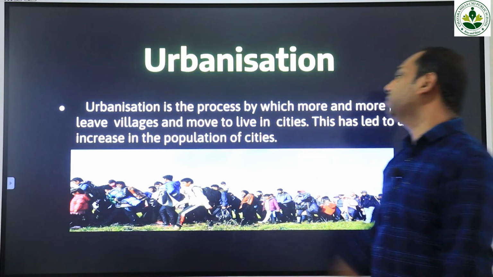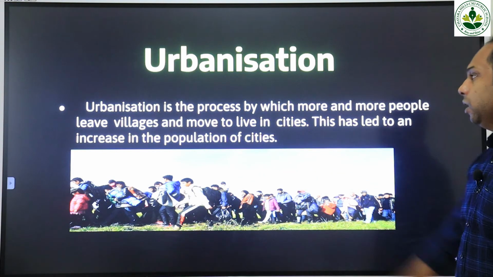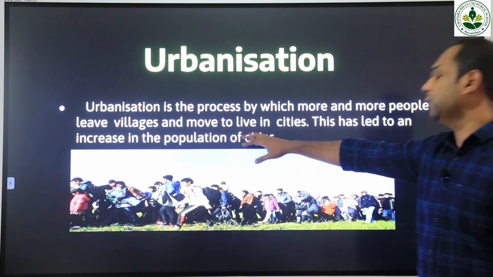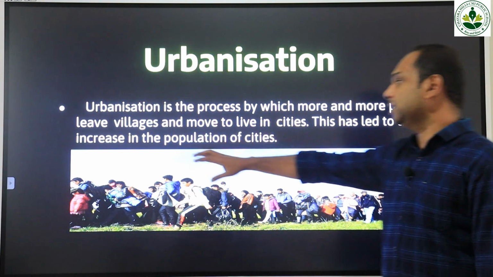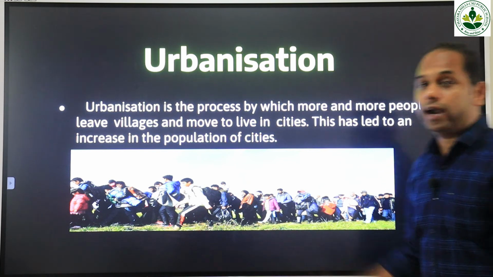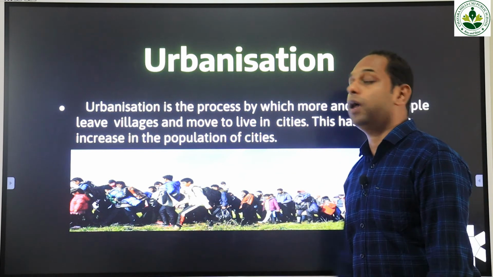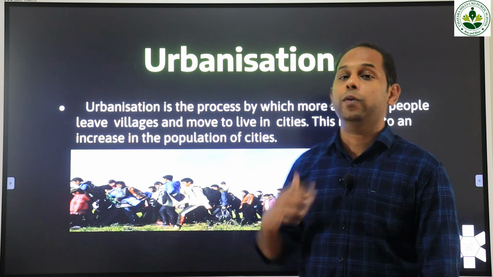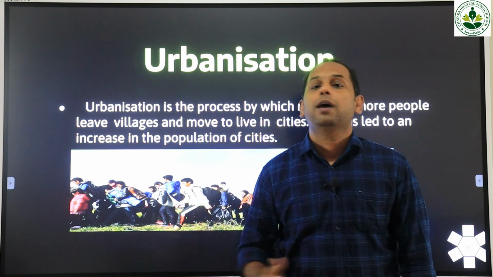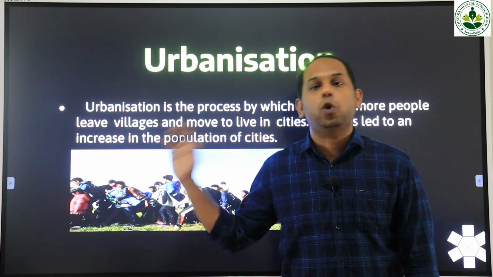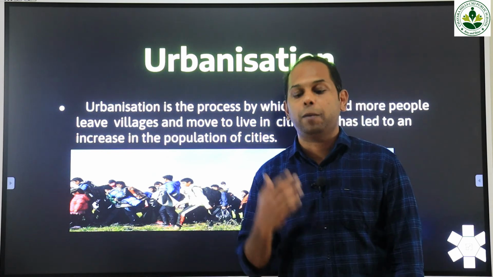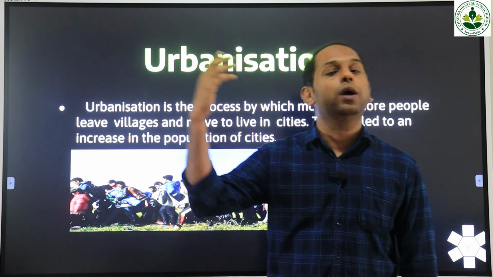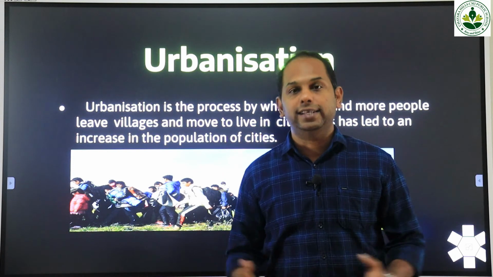Urbanization is the process by which more and more people leave villages and move to live in cities, and this has led to an increase in the population of the cities. Now what is happening to the cities? More and more people from the villages are moving to cities for many reasons. Okay, such a condition is called what? Urbanization. More and more people leave villages and move to cities for various reasons.